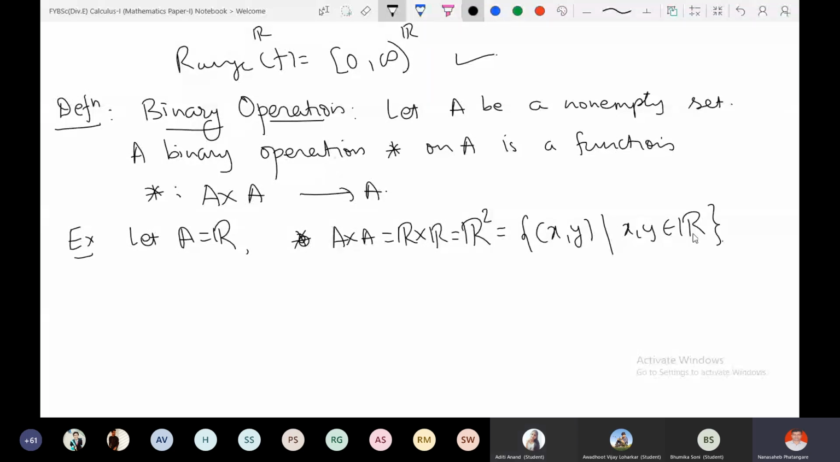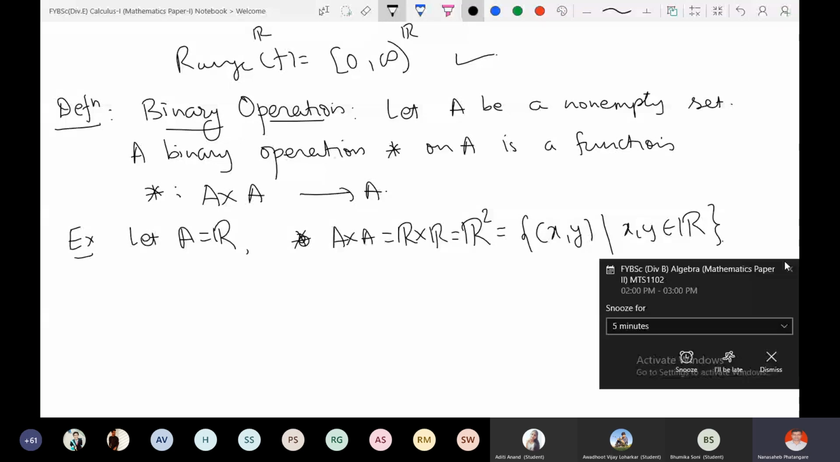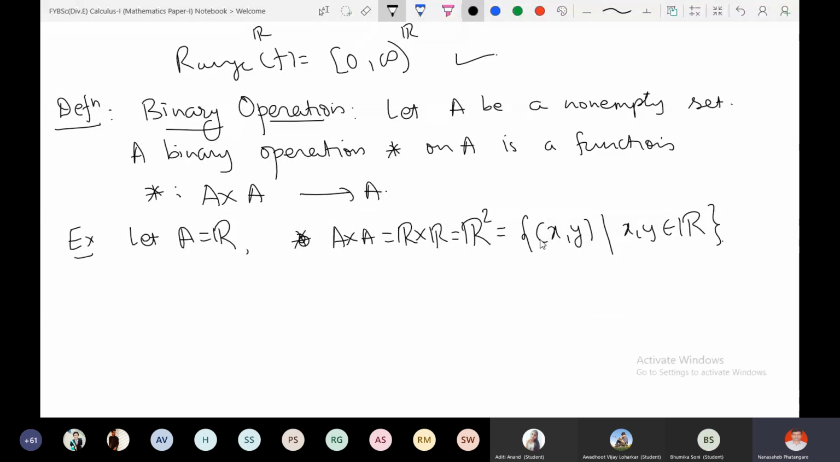Right, the Cartesian product of R with R. And by the definition of the Cartesian product, what is R cross R? Pairs. And what are the pairs? The first element is from R and the second component is from R, but both are the same R. Therefore, both x and y are real numbers. So this is clear, what R cross R is.